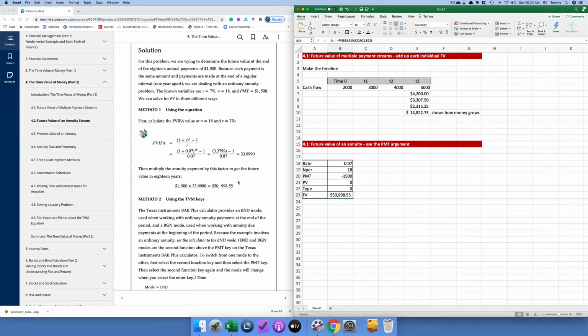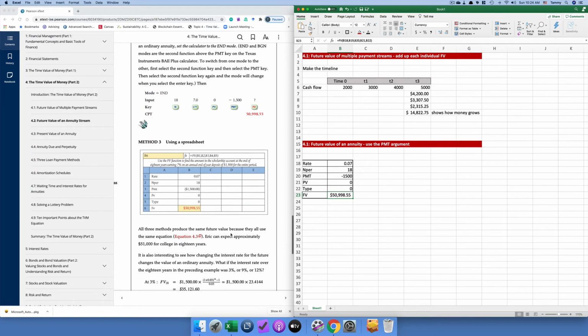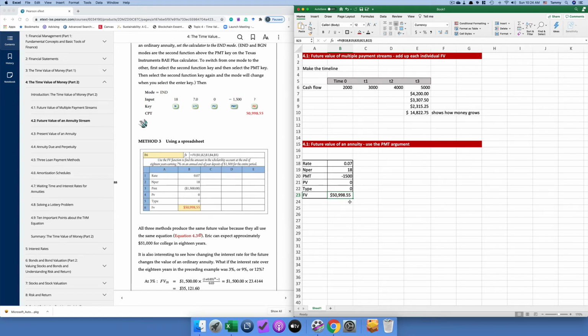And sure enough, you can do it using an equation. You can do it with a financial calculator. You can do it with a spreadsheet. They all give you the same number. So that's how you calculate the future value of an annuity. You use the payment argument, and you enter the payments as a negative number.